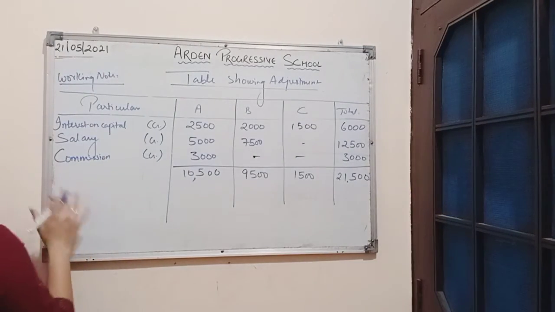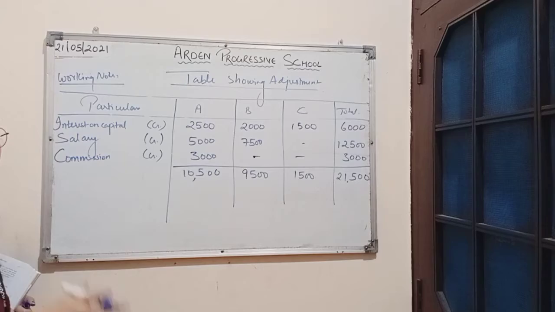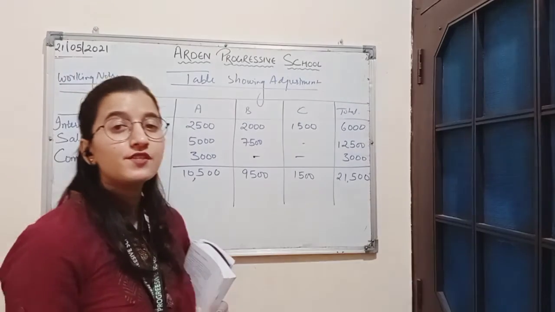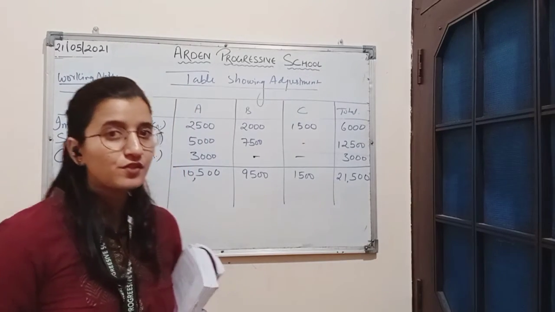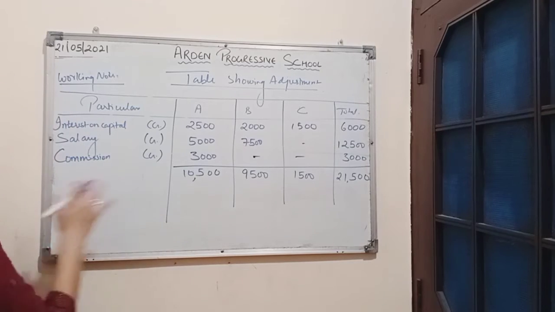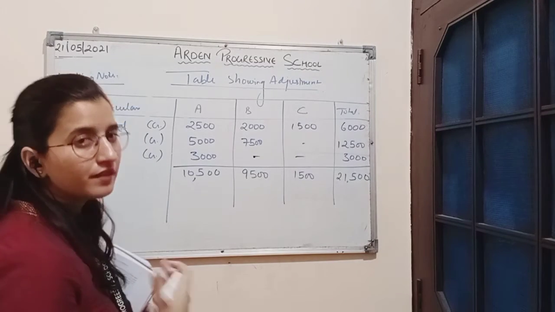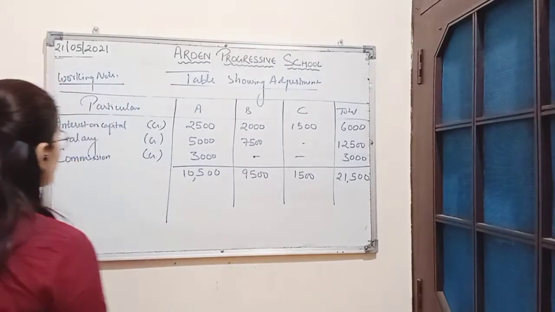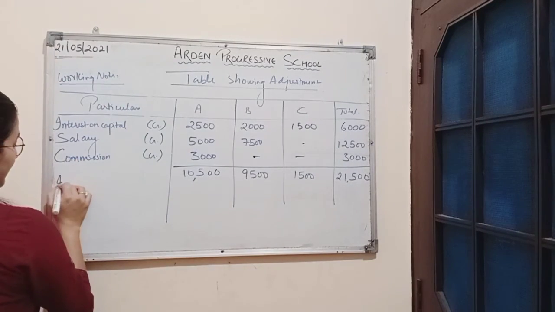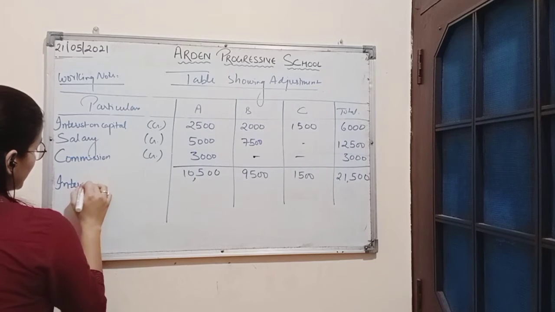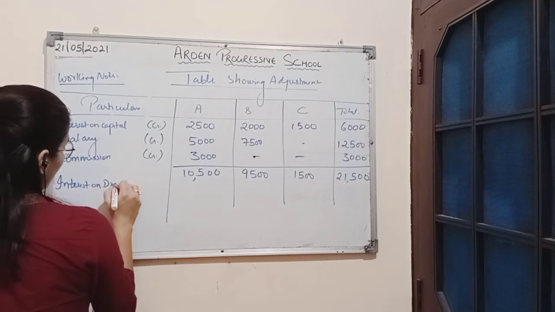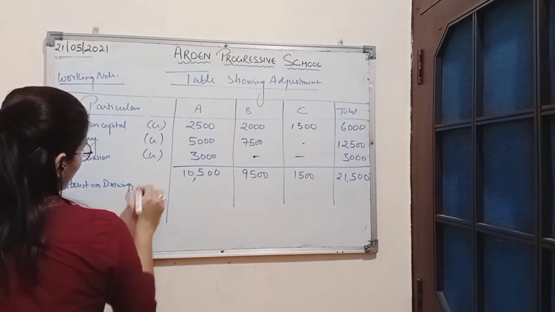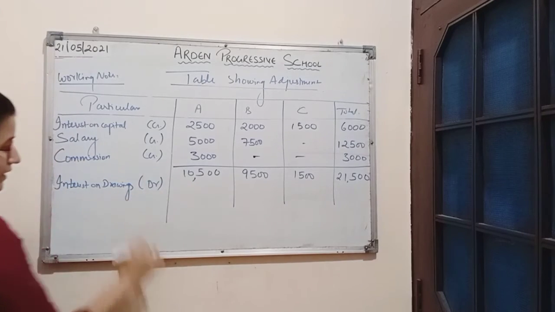Now we will see what are the debit items, what will be debited. Here interest on drawing is treated as income for the partnership firm. So whatever is an expense for the partner, it will be treated as income for the partnership firm. So here we will be writing the debit item which is interest on drawings and it will be debited.